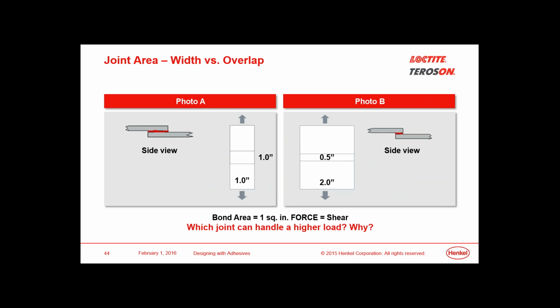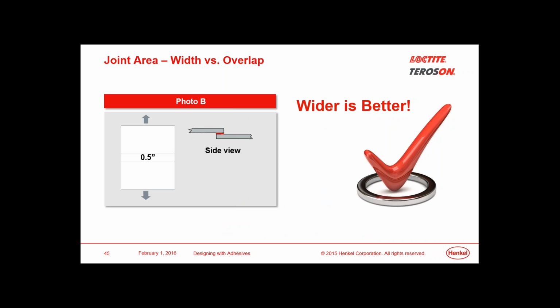This is one of the common questions that we ask in our seminars and training schools. If you have a bond joint that is 1 inch wide with a 1 inch overlap, then perhaps obviously that is 1 square inch of bond area. On the other hand, if you have a bond joint that is 2 inches wide and 1/2 inch overlap, that also is 1 square inch bond area. The question is, which one would be stronger? The answer is that wider is always better.